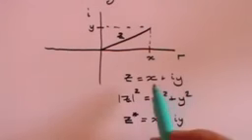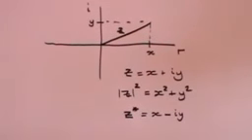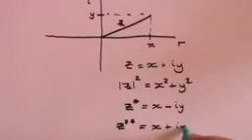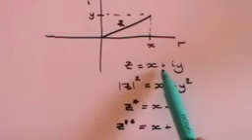So if z is x plus iy, the complex conjugate is x minus iy. And you can, I think, fairly easily see that the complex conjugate of the complex conjugate, if you do it twice, you change the sign again and you get back to where you started. So the complex conjugate of a complex conjugate is the number you started with.